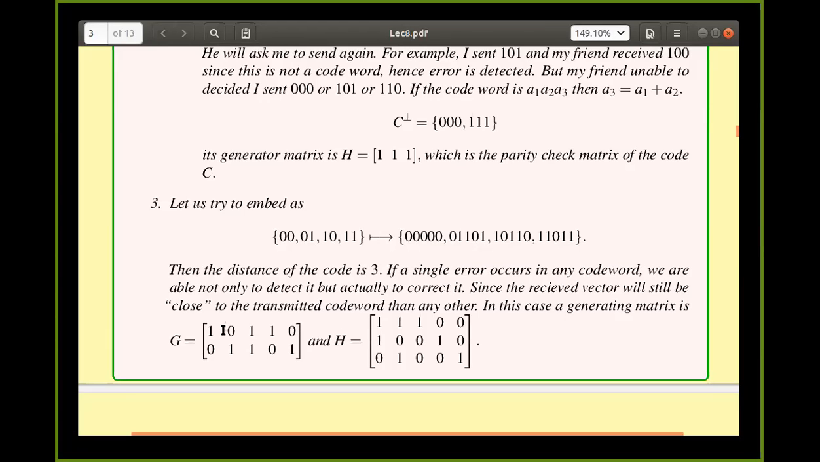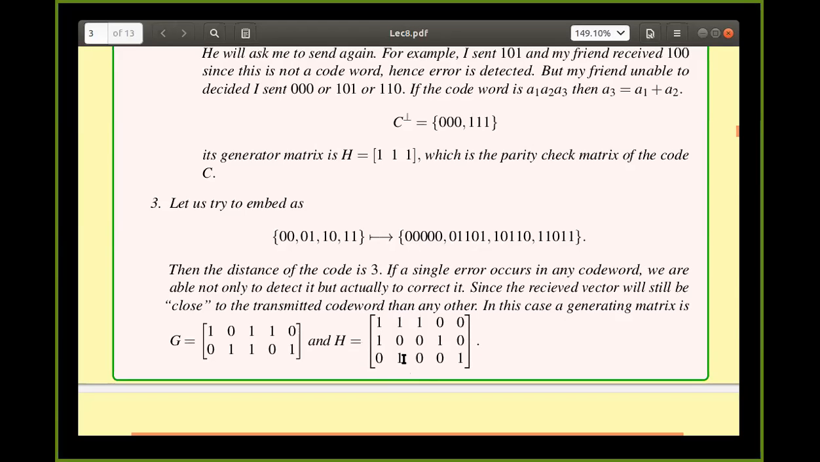Is it possible that I can always get an identity? In general, no. I have many vectors, so sometimes you do not have an identity matrix, but there the concept of equivalent codes will come, which we will discuss. And this is the parity check matrix.